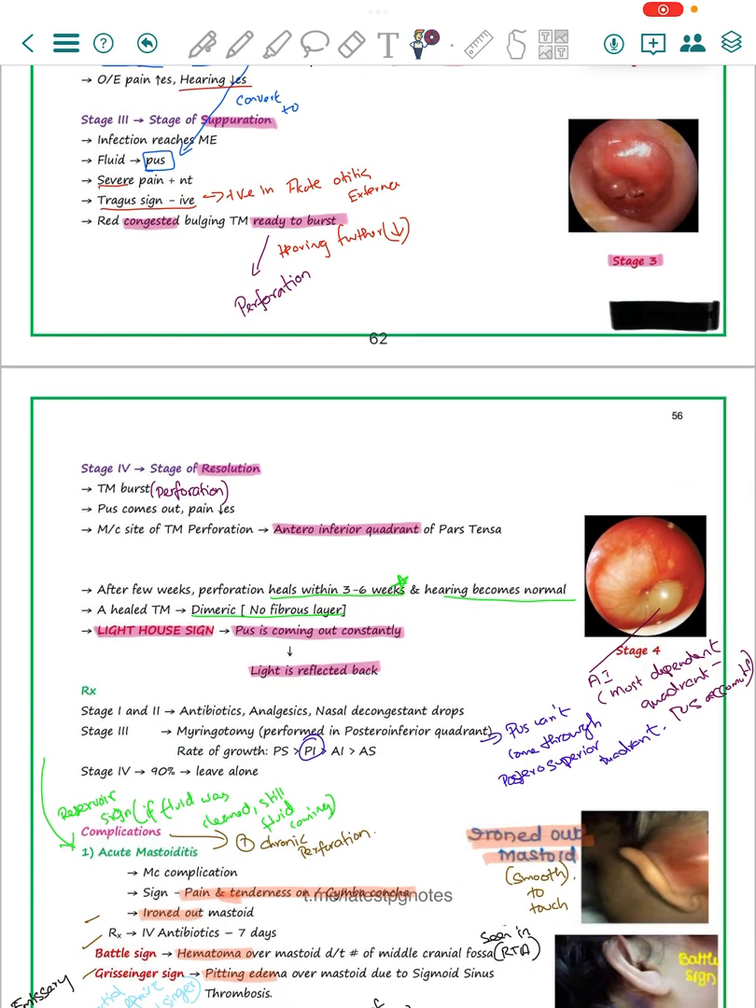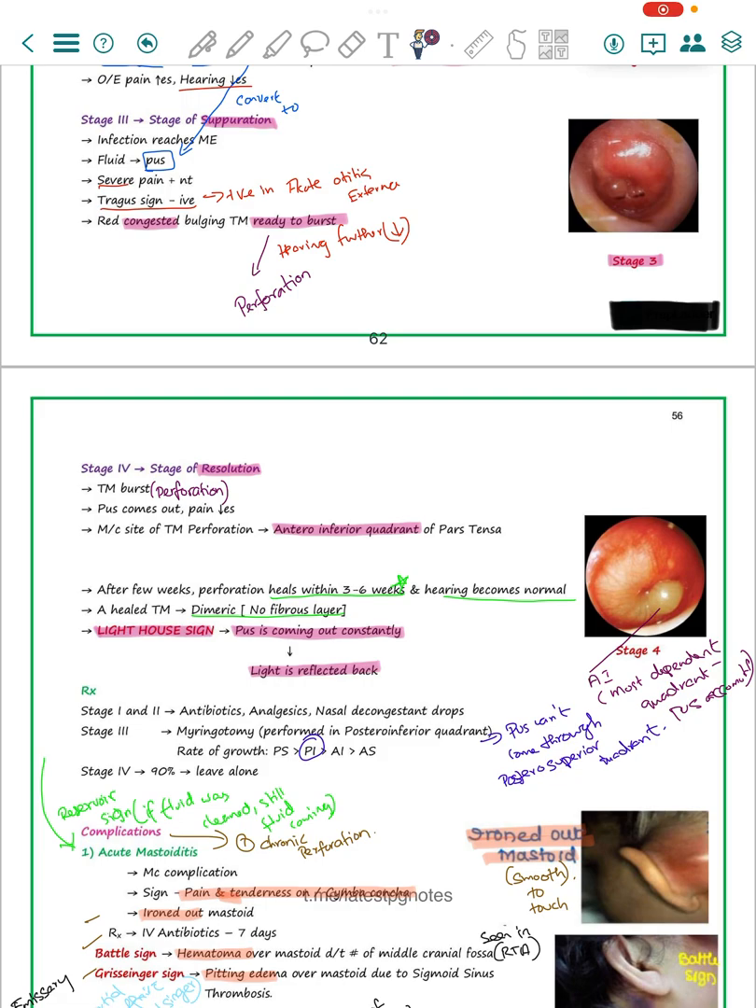Then the stage of resolution. Usually this heals by itself. When the tympanic membrane bursts, it produces a perforation. Pus comes out and then the pain decreases. The most common site is the anterior inferior quadrant. The tympanic membrane is divided into 4 quadrants. This is anterior, this is posterior, and the most common is the anterior inferior quadrant. You can see this anterior inferior quadrant. It is the most dependent part of the tympanic membrane.